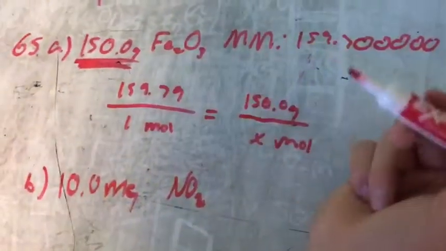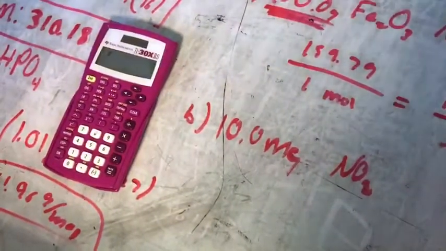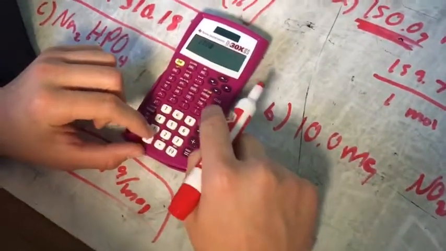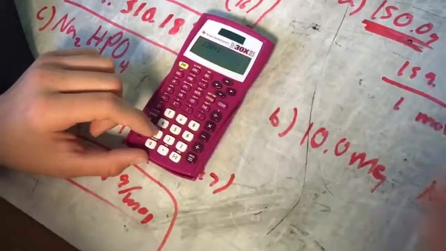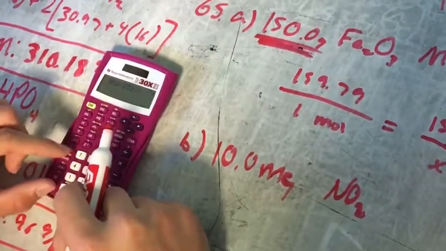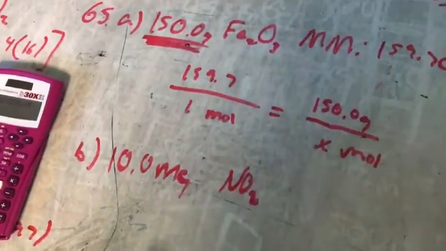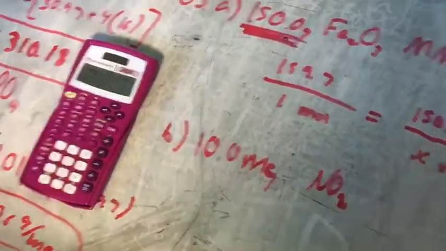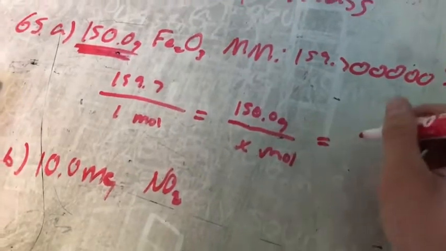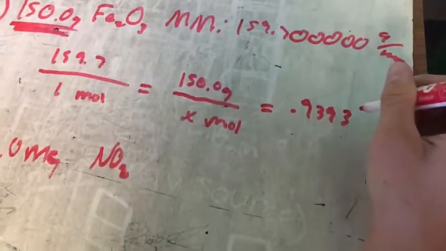Using a simple proportion, using math you probably learned in 8th grade, you can solve this proportion. So just 150 times 1 divided by 159.7. And that comes out to 0.9393 mole.